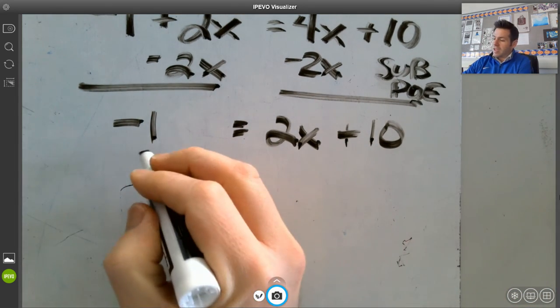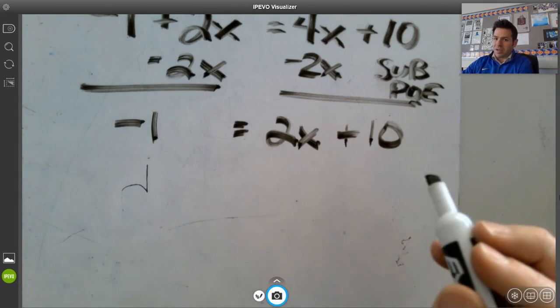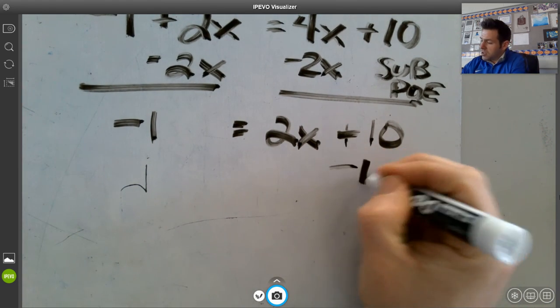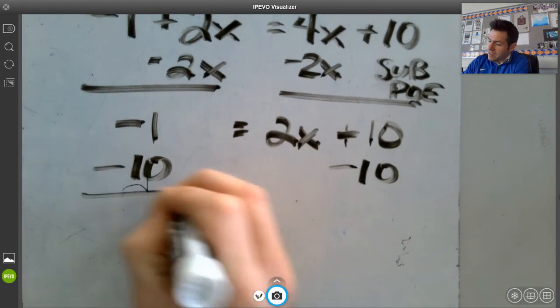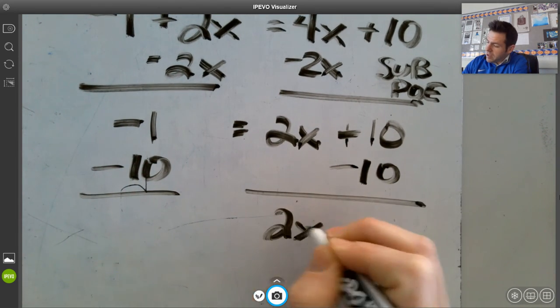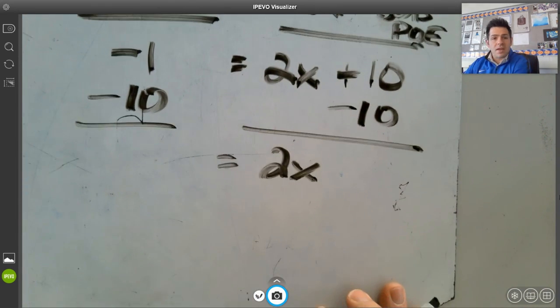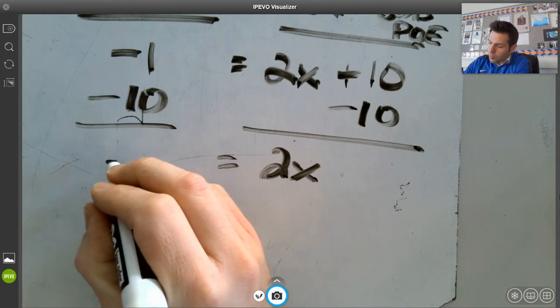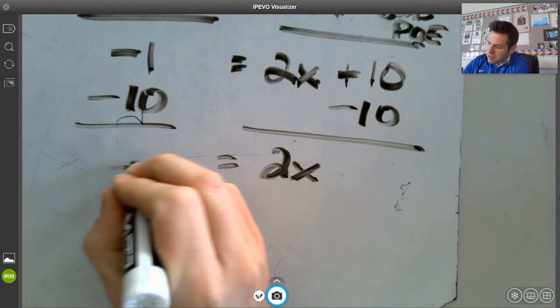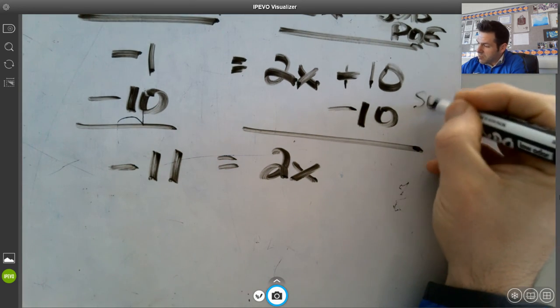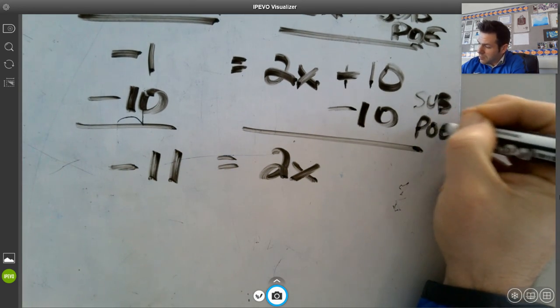Now I have constant, variable, constant. Let's start isolating the variable. We're down to a two-step equation. So I'll subtract 10 from both sides. I got 2x. On the right, 10 minus 10 is 0. I like that. Negative 1 minus 10. 1 negative, 10 more negatives makes a total of 11 negatives. That was the subtraction property of equality again.